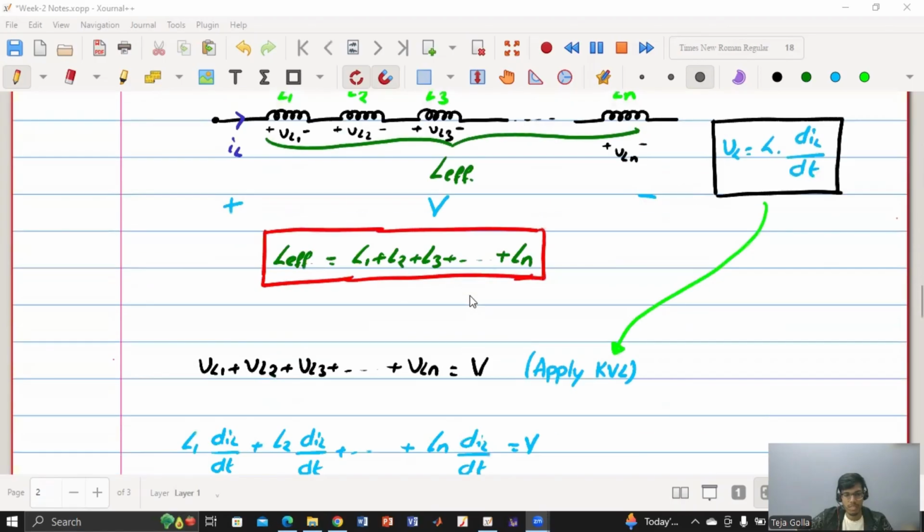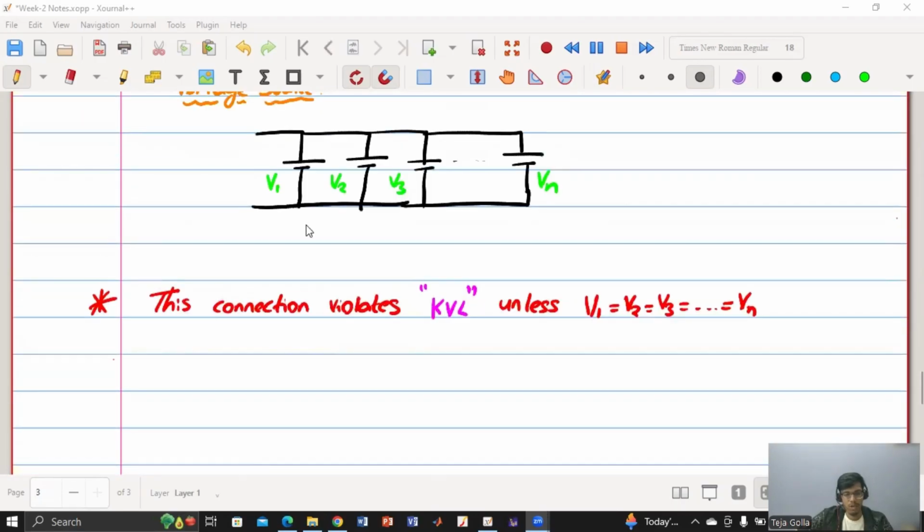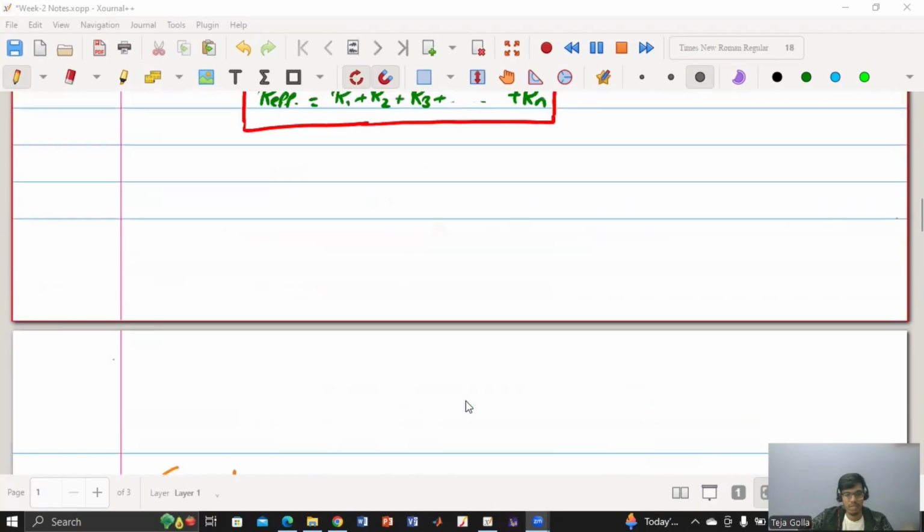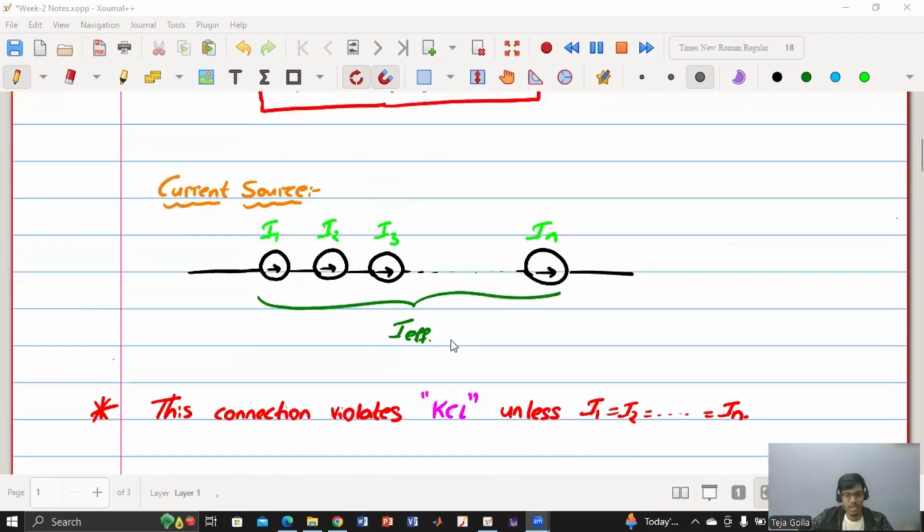But in this case, voltage source, same KVL, so the voltage difference across this element is same as voltage across this element. So unless V1, V2, V3 and so on up to Vn are equal, you cannot connect them in parallel, else they will violate KVL. So in the case of voltage source, it is parallel connection and KVL, and in the case of current source, it is series connection and KCL.